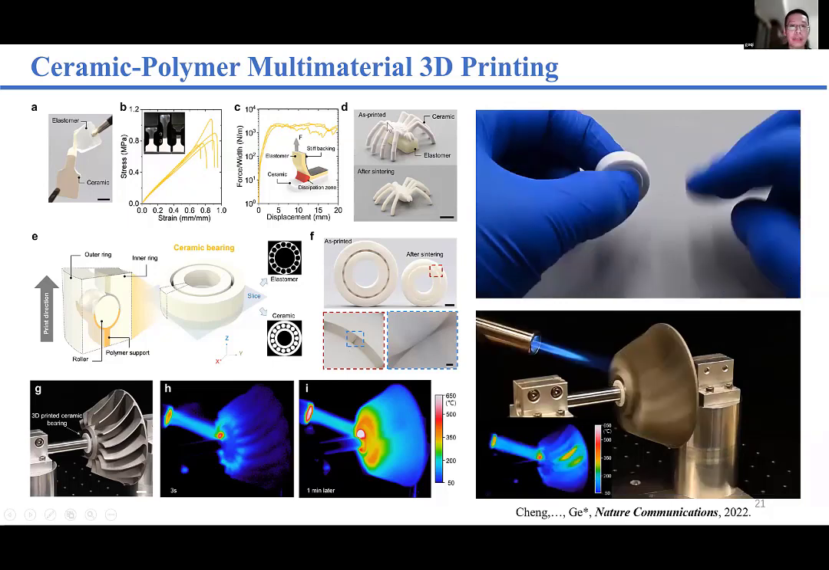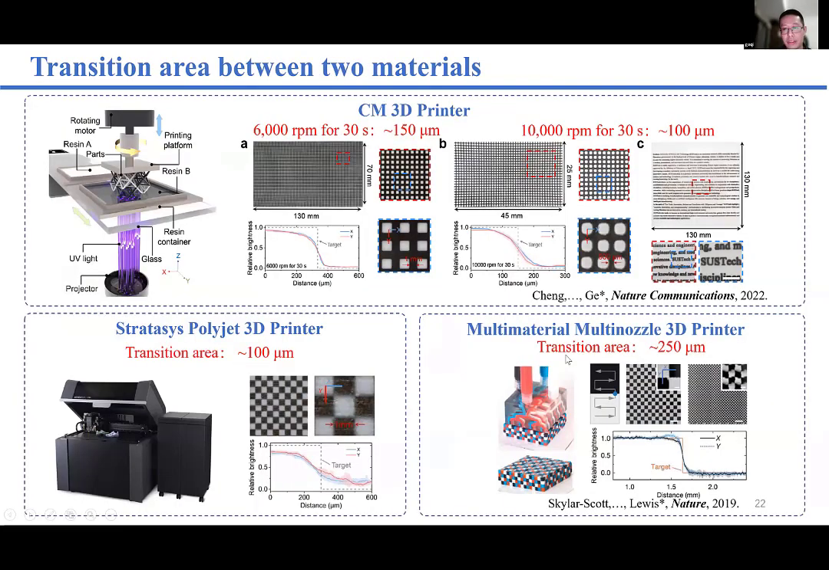We also compare our 3D printer's performance with other already developed multi-material 3D printers. The key for multi-material printing is the transition zone between the black and the white material. For ours, the transition zone for the current system is about 100 microns. But for PolyJet, it is about 400, and here it is about 250. This is the Gentry Lewis multi-material 3D printer.